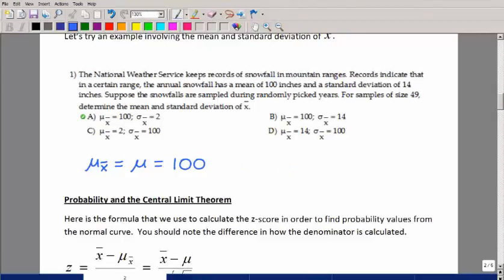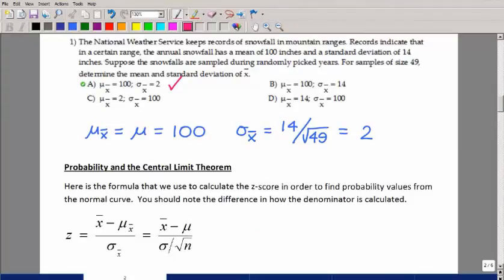So for samples of size 49, my standard deviation for x bar will be the standard deviation 14 divided by the square root of the sample size 49. All right, this one I think I can do without a calculator. Square root of 49 is 7. 14 divided by 7 is 2. So therefore, that backs up the answer they have marked here. Answer A is correct. But you can see answer B would be real easy to fall into if you weren't paying attention.